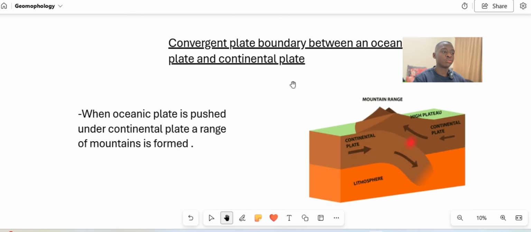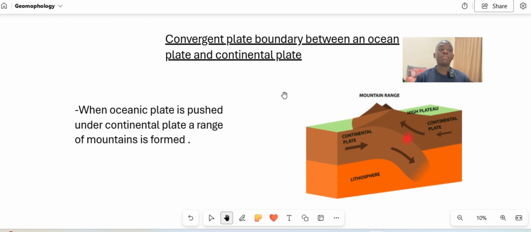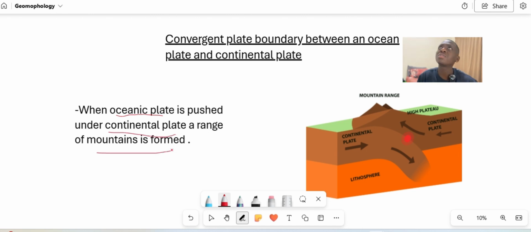Yes. So we move on to convergent plate boundary between an ocean plate and a continental plate. Yes. So when an oceanic plate is pushed under a continental plate, a range of mountains is formed. So have you thought to yourself, how does that specific mountain form? This is how mountains are formed. Easy. So mountains are formed from the convergence of the oceanic plate and continental plate.